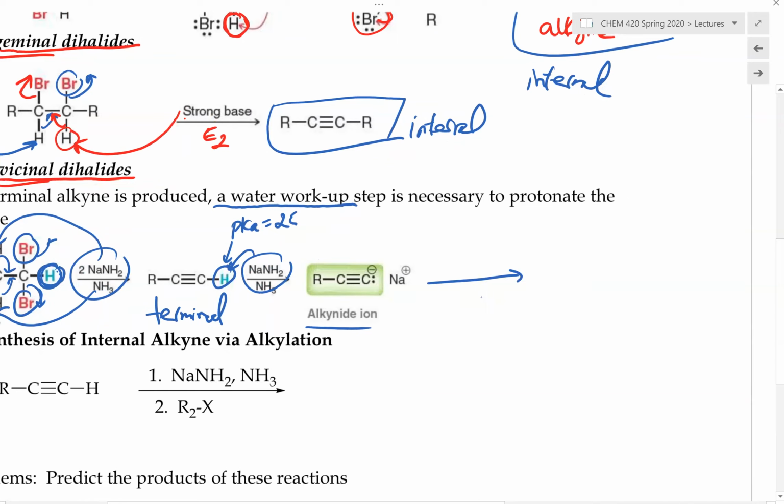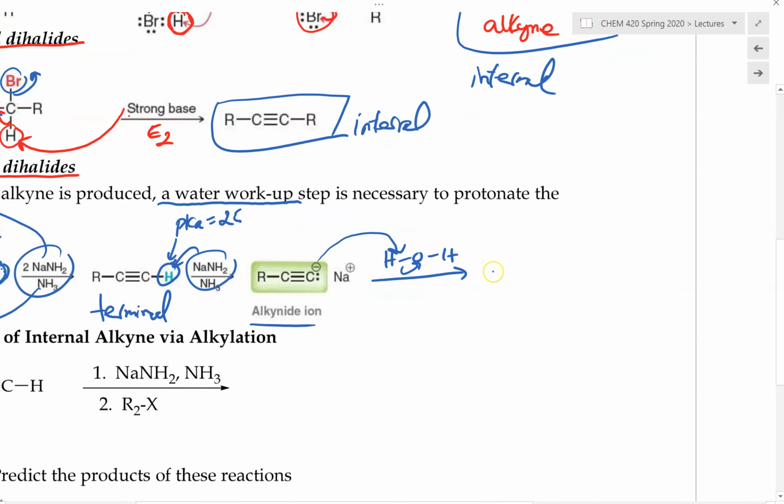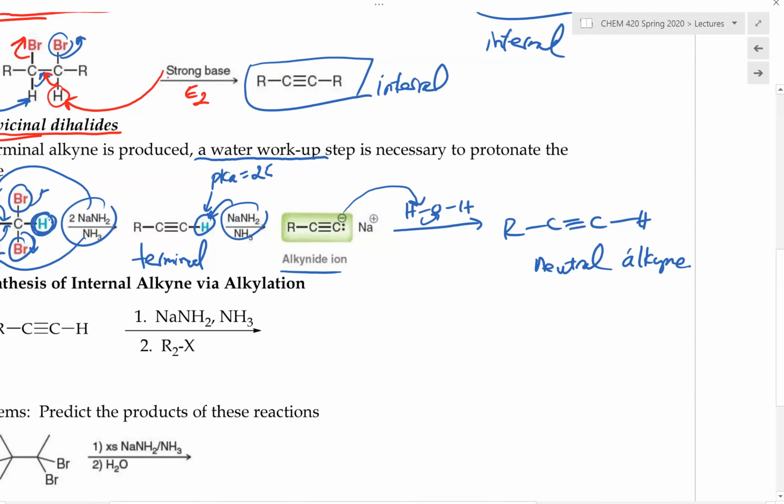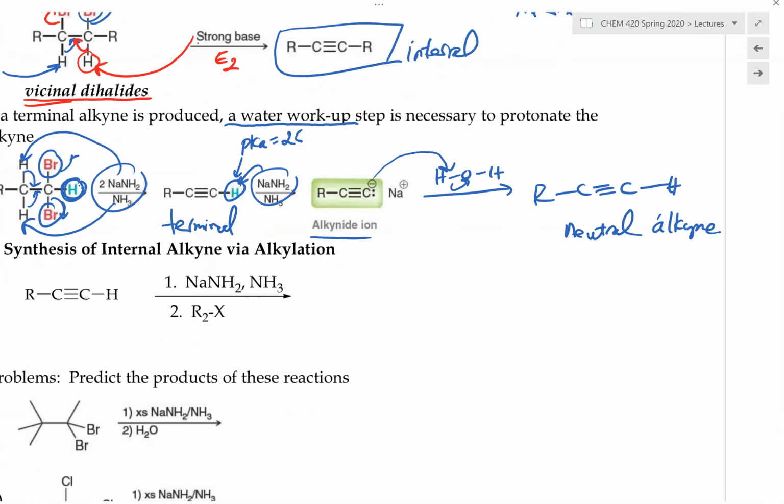In order to neutralize this product right here, we now have to do a water workup step. A water workup step basically means that water is added. And when water is added, it provides the source of proton, where now this alkyne can come in and pick up the proton from water. And now converting this into the neutral form. So this is now our neutral alkyne.